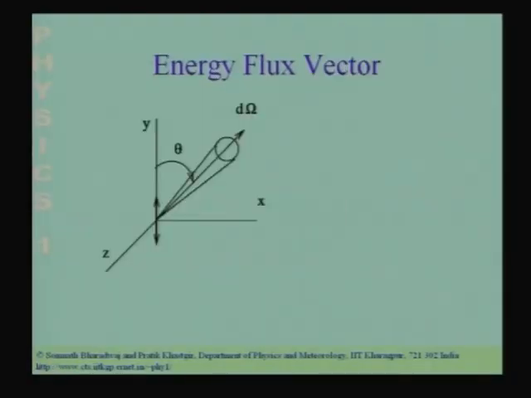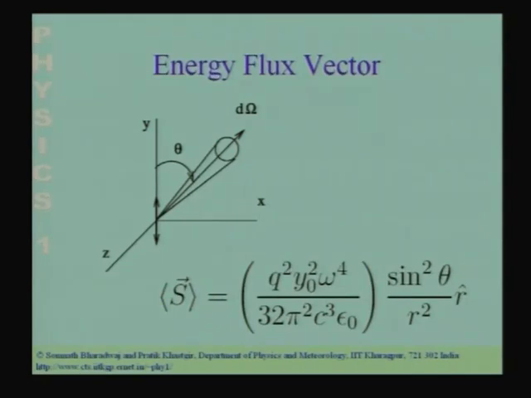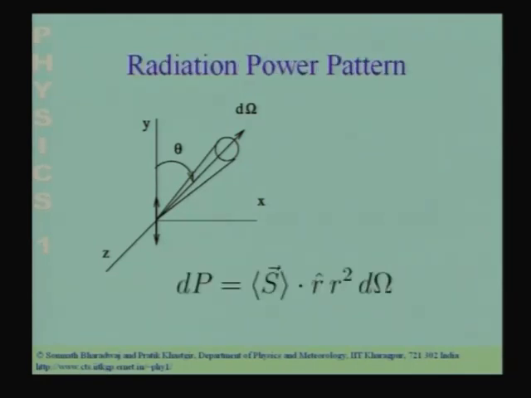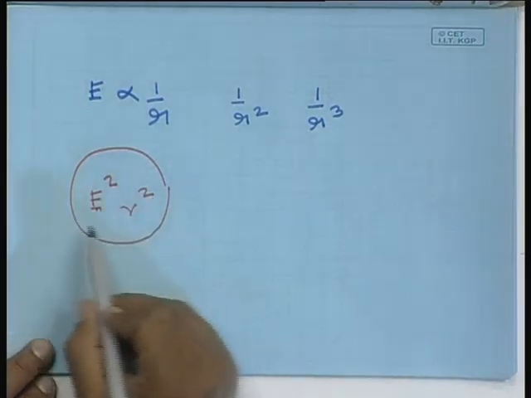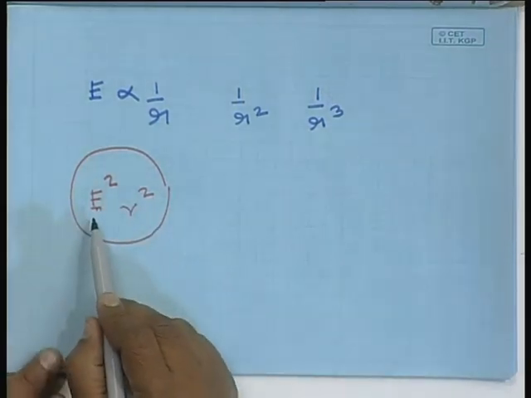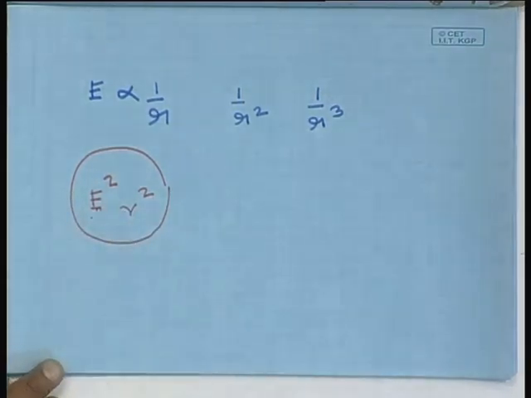So, you have to look at E square, and then when you ask how much energy is emitted per solid angle, you have to multiply it by the area corresponding to the solid angle, which has a factor of r square. When you do the solid angle integral, that r does not come into the picture anymore. So all the r factors have a dependence of E square into r square. If you ask what is the power that comes out, you have to look at the r dependence of E square into r square.